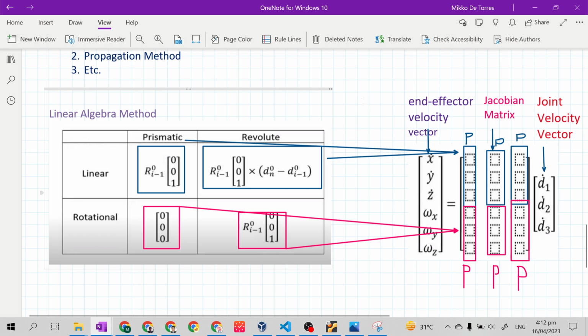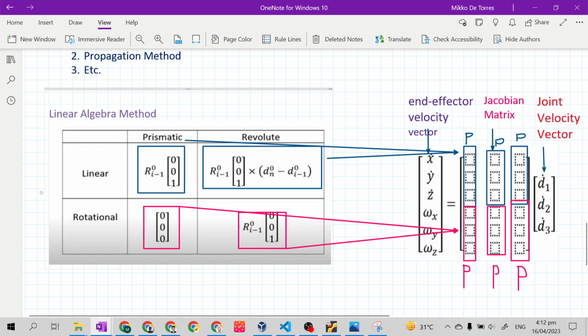If it is prismatic, this will be used as the vector of the first column for the rotational row. If it's revolute, we will use this. So in our example, all of the columns are prismatic, so we will use the formula of the prismatic joint.